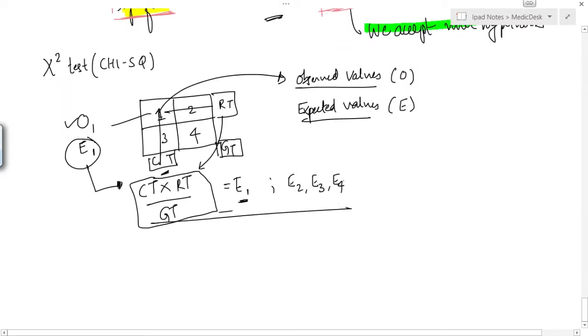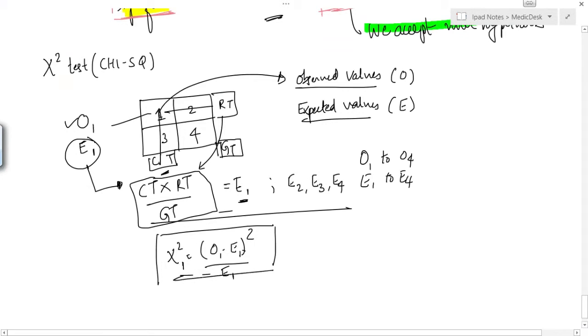After finding all of O1 to O4 and E1 to E4, we will use this formula: O1 minus E1 whole square upon E1. This would give the chi-square value for the first cell, and we will find it for the 2nd, 3rd and 4th cell. We will add them up, and that would give us the final chi-square value.